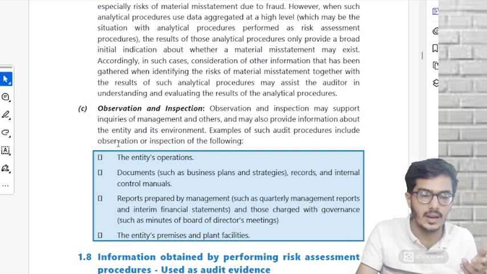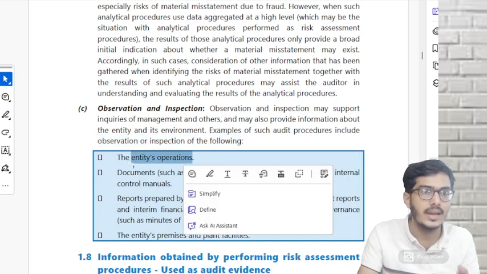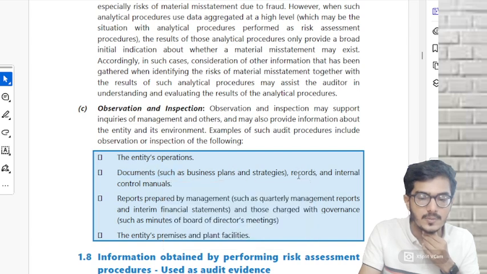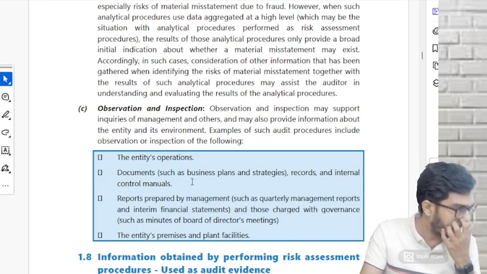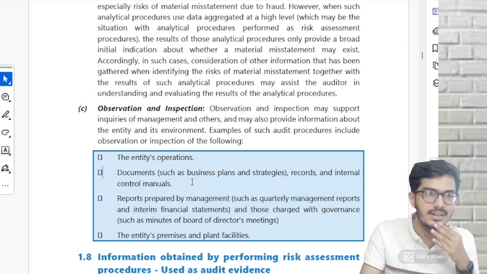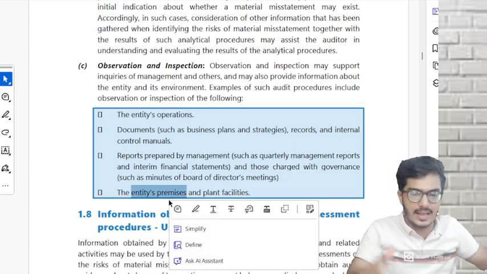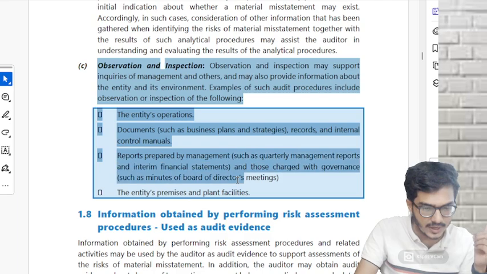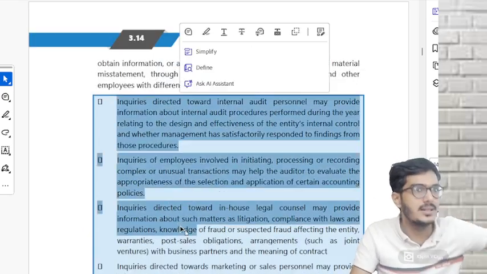Same thing over here. They have given examples of what observation and inspection can be done on. Can you observe the entity's operations? Yes. Can you inspect the documents? Yes. Can you inspect the records? Yes. Can you inspect the reports prepared by the management? Management will make management reports, called MIS reports, Management Information System reports, made by management every quarter or six months. Can you refer to those? Yes, you can. The entity's premises and plant facilities, factory, plant and machinery, that also you can observe. Understood? This is a separate question. Observation and inspection, separate question. Analytical procedures, separate question. Inquiries, separate question.